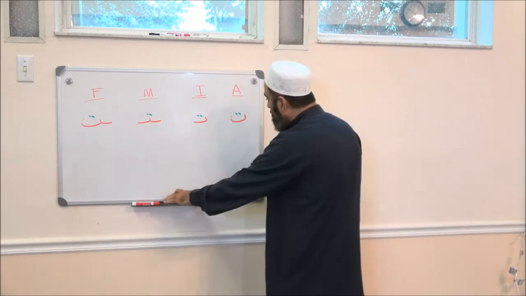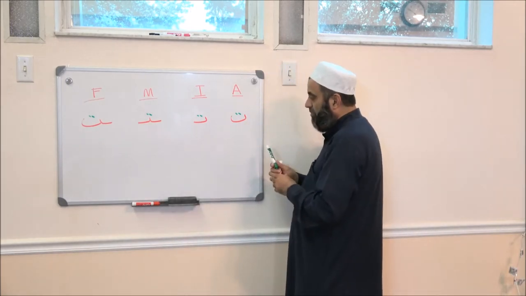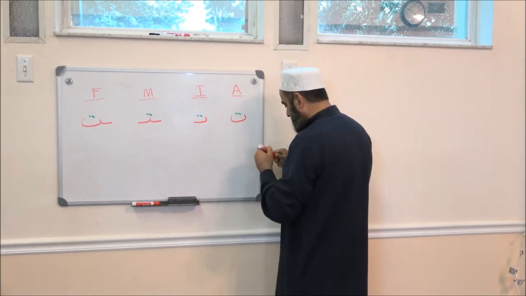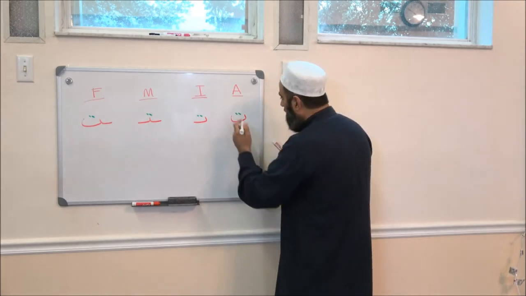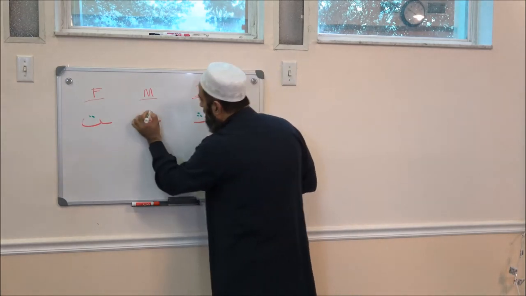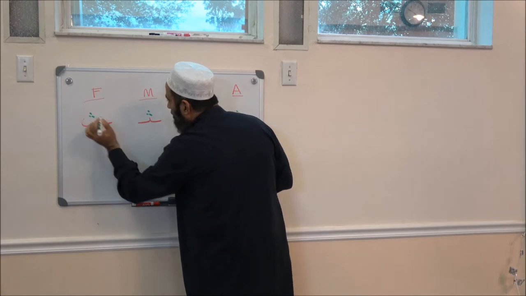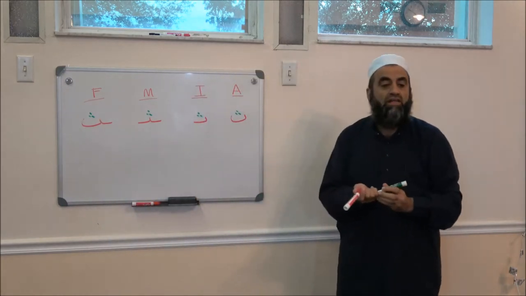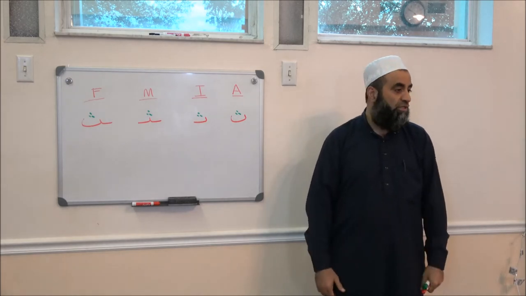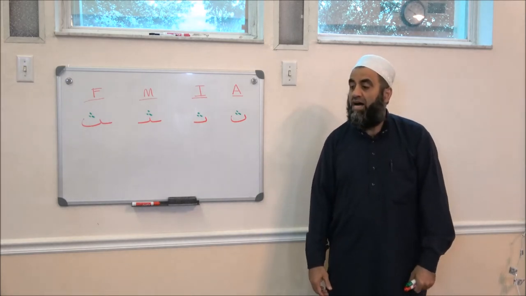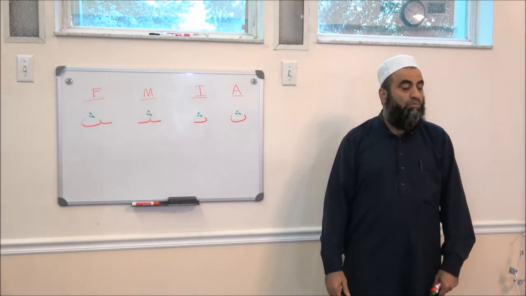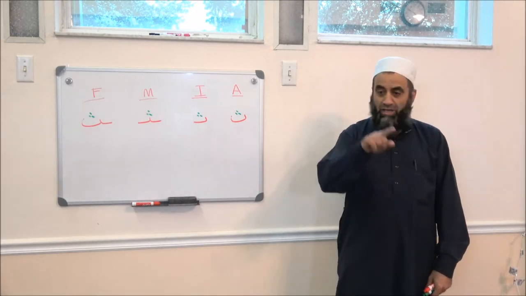Now let's go to the third sister. If I add, let's see, the other color, if I add just another dot, it becomes what? Tha. Tha, tha, tha. Just like the TH in the word three in English. Three. Tha, tha. Thawab. Muthallath, triangle in Arabic.